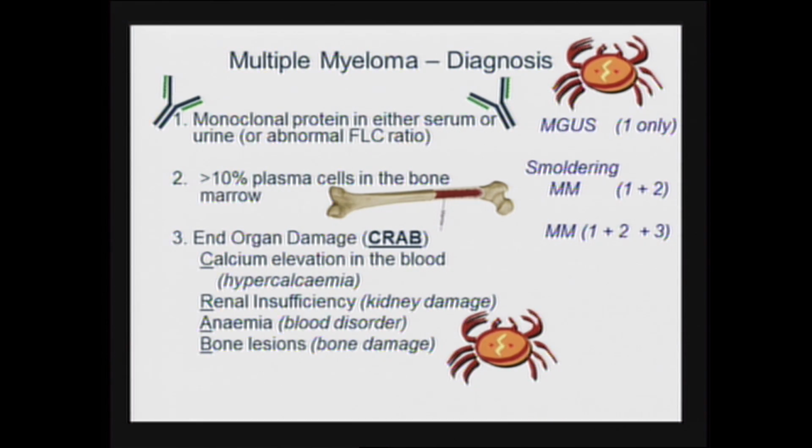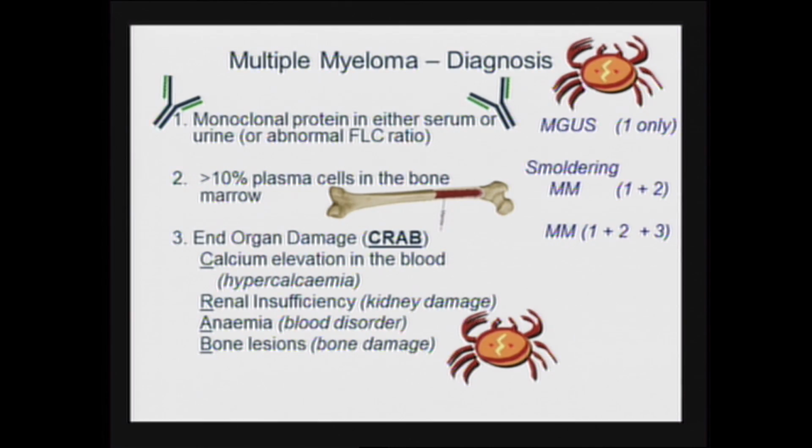So in terms of diagnosing myeloma, there are 3 criteria. There's monoclonal protein in either the serum or the urine, or an abnormal free light chain ratio, so if you're outside of that 0.26 to 1.65 range. The second criterion is greater than 10% plasma cells in the bone marrow. And third is end organ damage. Are the organs damaged? That's assessed by the CRAB mnemonic.